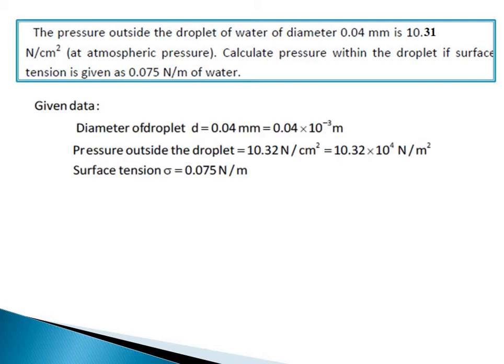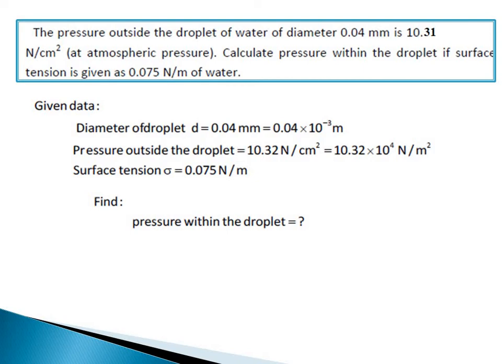Now see here, sigma is given as 0.075 newton per meter. The diameter of the droplet is given as 0.04 mm. That needs to be converted into meters by multiplying by 10 to the power minus 3. Now the pressure outside the droplet is equal to 10.32 newton per centimeter square. So again it needs to be converted into meters, that is 10.32 into 10 to the power 4 newton per meter square.